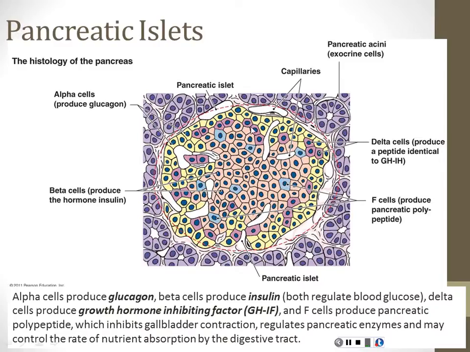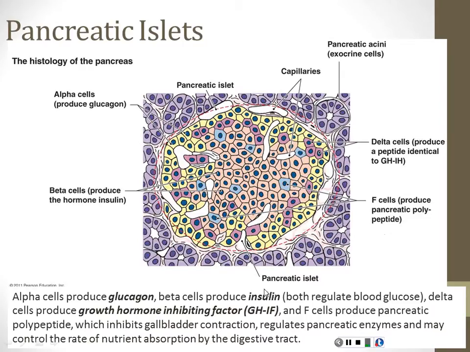These islets have cells and structure that look very different than their surroundings, and it's because they do a different thing, and that is they produce these blood sugar controlling hormones. Okay, so the alpha cells, which are in yellow, make glucagon. The beta cells, which are in the salmon color, make insulin. And then the delta cells, which are this deep red color, make growth hormone inhibiting hormone. And then the F cells, which are these blue ones, produce pancreatic polypeptide.